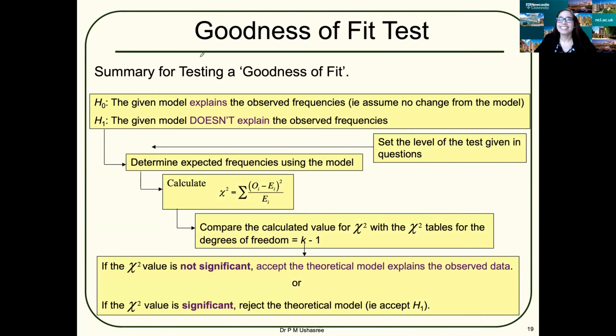Good. So, summary of testing a goodness of fit. First, you state the null hypothesis, state the alternative hypothesis, set the level of the test, determine the expected frequencies, and calculate the chi-square statistic. For the given degrees of freedom, use the table and decide whether chi-square is significant or not significant. That's all for now in part 1, guys. See you in part 2.